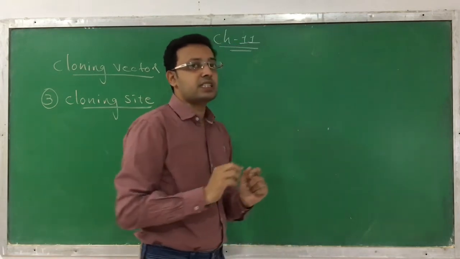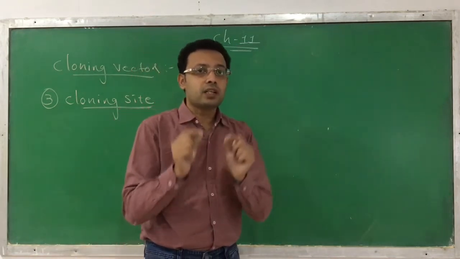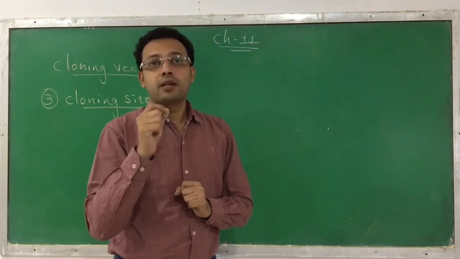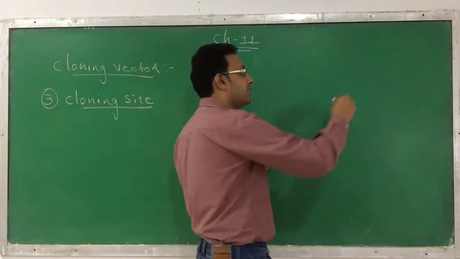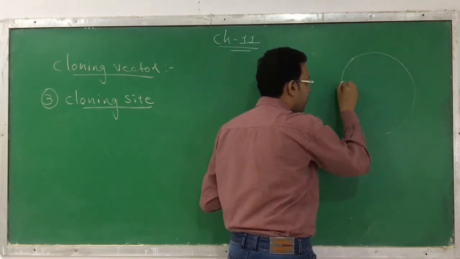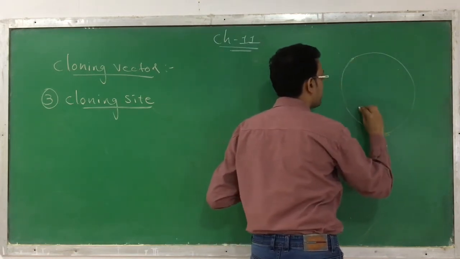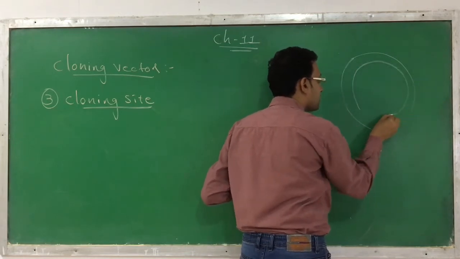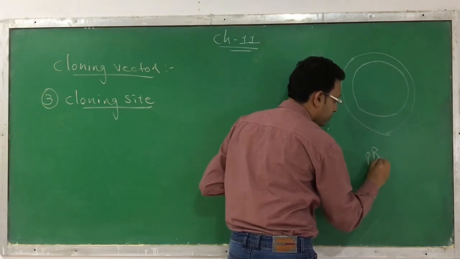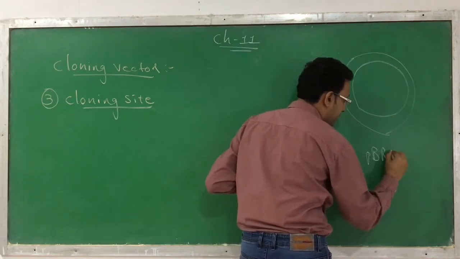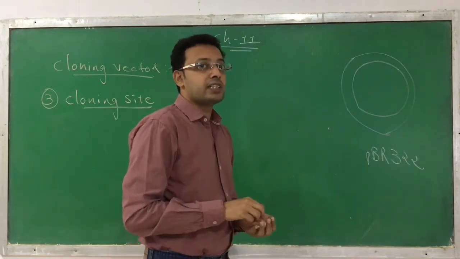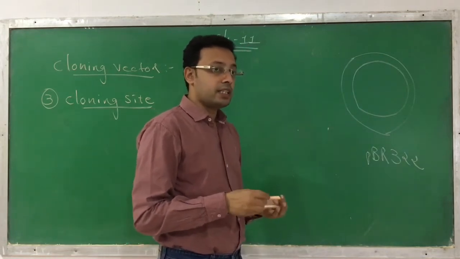But before discussing this cloning site, you should know one of the plasmids of E. coli, called pBR322. I will explain this with the plasmid of E. coli, or cloning vector, pBR322. This is the structure of pBR322. Always write it like this, pBR322. It's a plasmid, and since it is a vector, it requires a number of things.